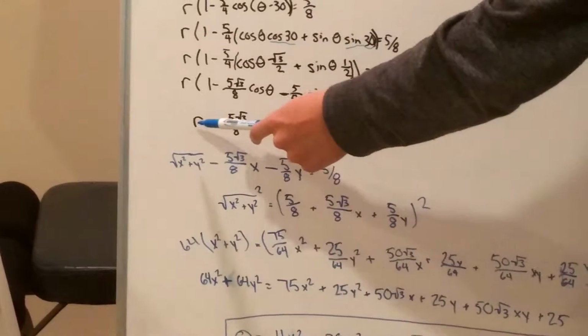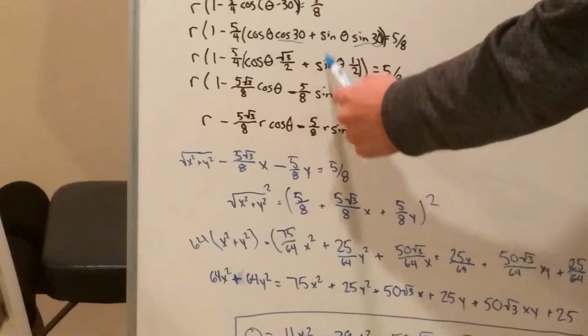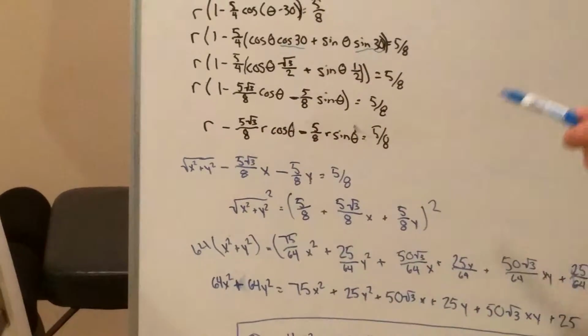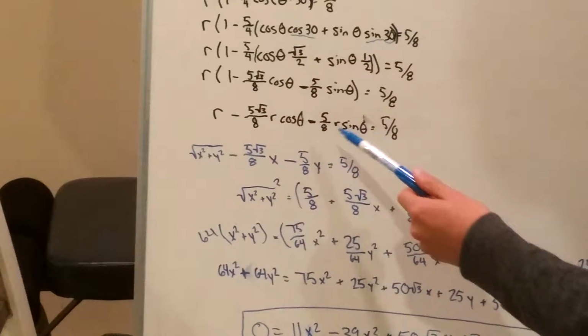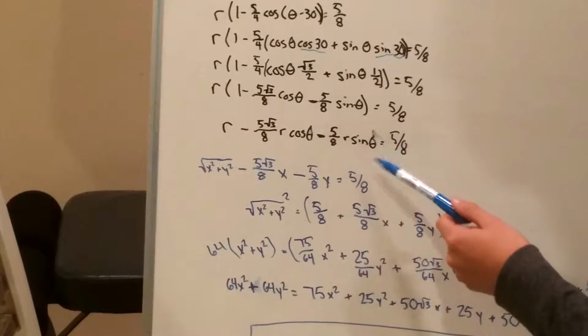So here we go. Then we're going to plug in this r and distribute that into everything. So we get r minus 5 square root 3 divided by 8 r cosine theta minus 5 over 8 r sine theta equals 5/8.